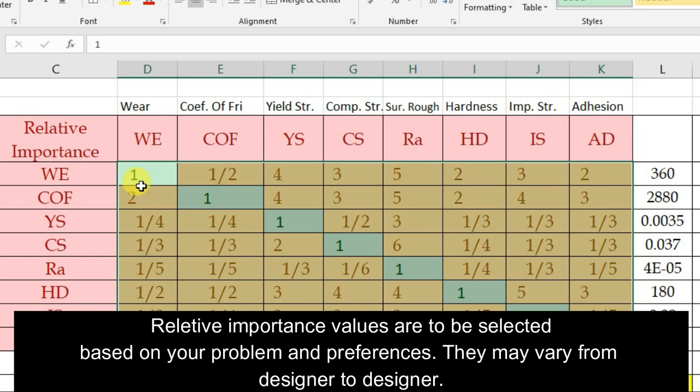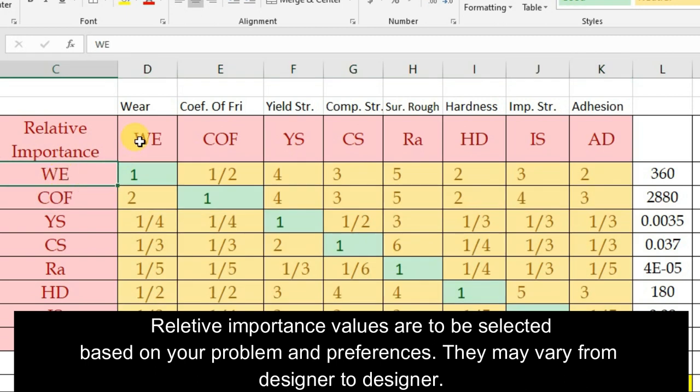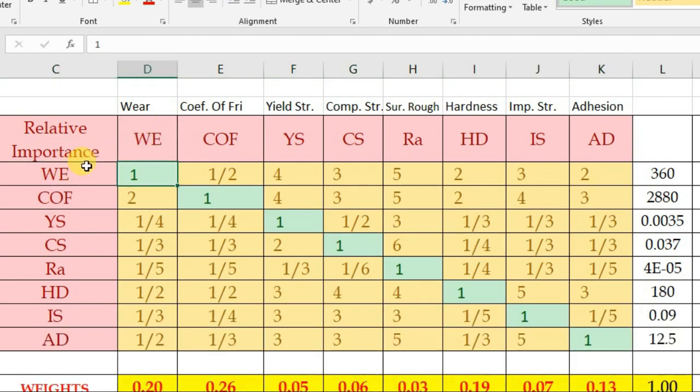Now in this case we see all these diagonal terms are 1. The reason is if we compare wear with respect to wear, the value is going to be 1 because wear has equal importance with respect to wear. If we take COF, coefficient of friction, now for this study it is decided that COF has a value of 2 intensity with respect to wear. So if COF has a value of 2 with respect to wear, then wear has the reciprocal of that with respect to COF.